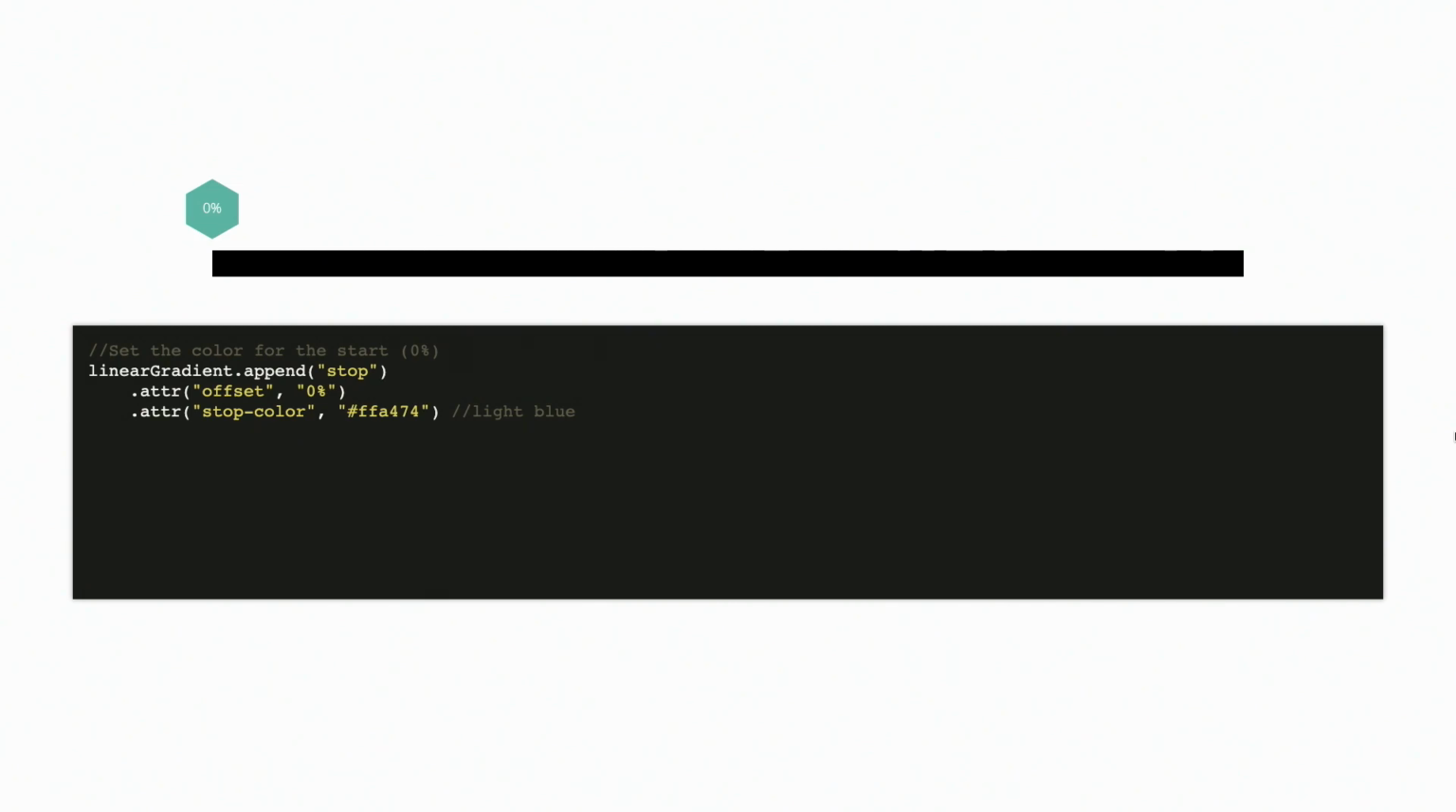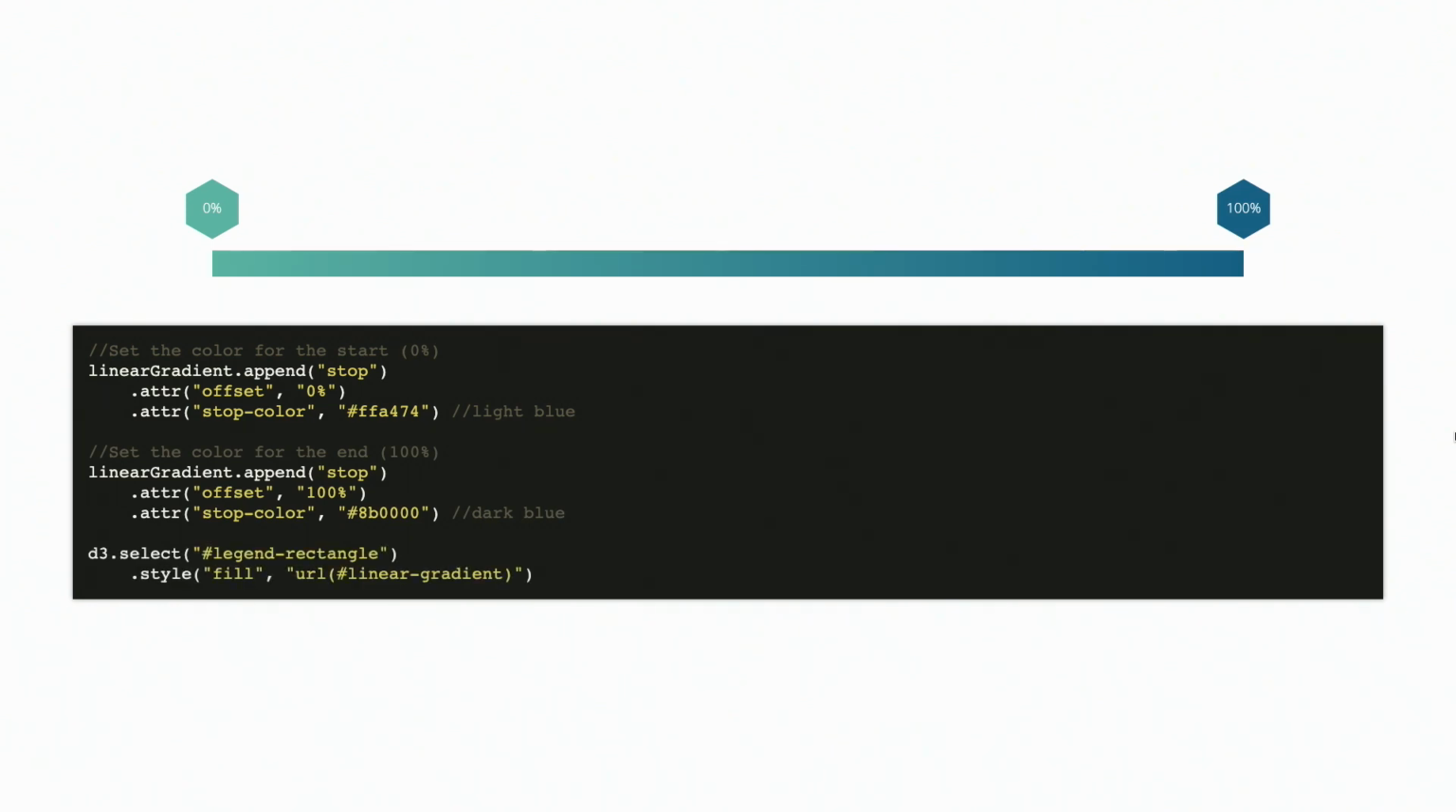So here I've appended a lightish blue color at 0%, and then I'm going to append one more because otherwise it wouldn't be much of a gradient. At the other end, at 100%, that's a little bit more dark blue. Another gradient is ready to be used. So we select our rectangle and we set the fill style by referencing that unique gradient that we had before.